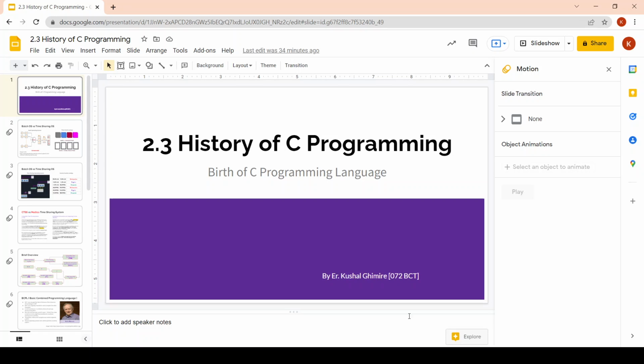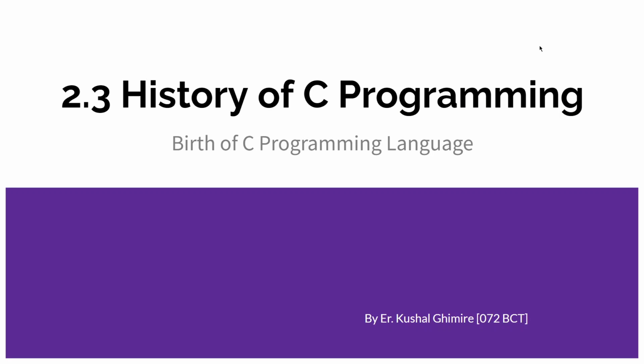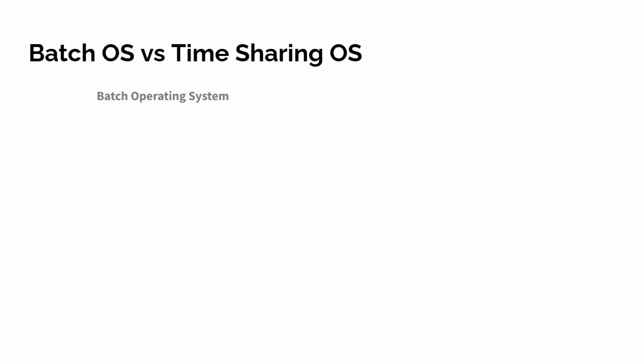Hello everyone. Today we are going to learn about the history of the C programming language. Since the C programming language is tied to the development of the Unix operating system, let us understand the birth of the C language through an operating system perspective. Let's discuss the batch operating system and its working.